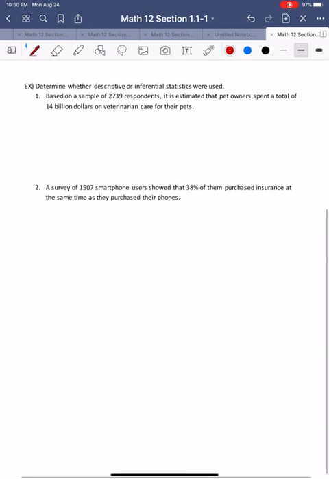So let's look at the problem here. The problem says determine whether descriptive or inferential statistics were used. Number 1, based on a sample of 2,739 respondents, it is estimated that pet owners spend a total of $14 billion on veterinary care of their pets. They also talk about samples, which means these are people from the population, and they estimate because of the samples. So that one I want to say inferential.